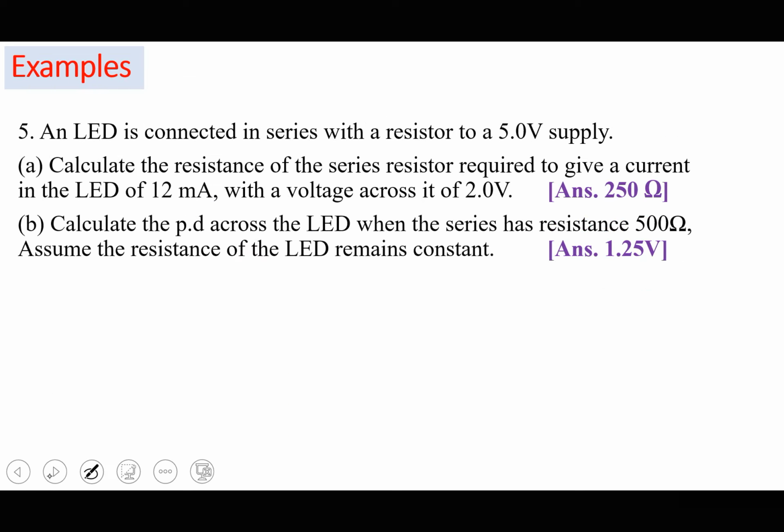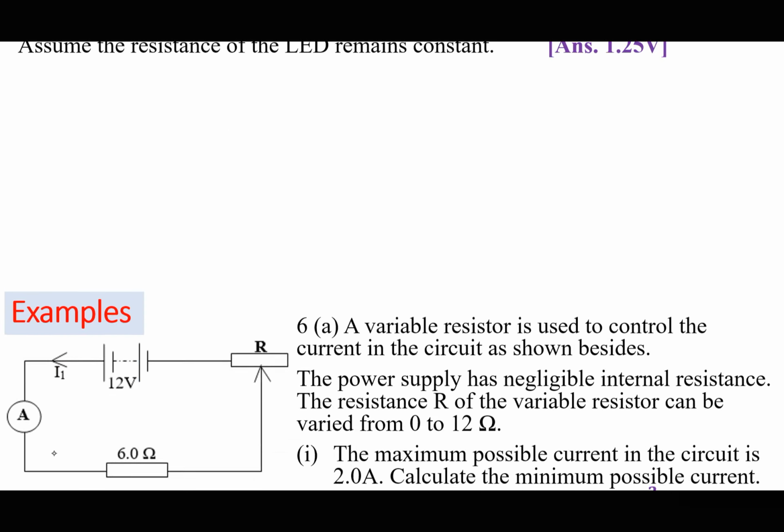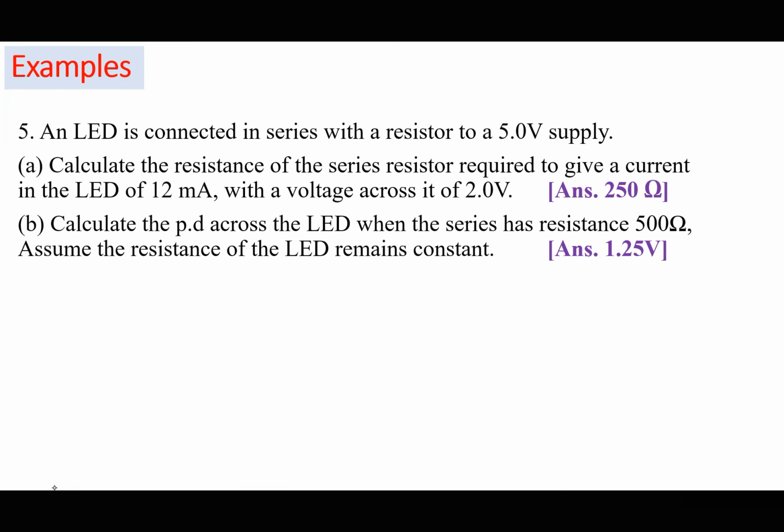Example 5. An LED is connected in series with a resistor to a 5 volts power supply. So the voltage supply is 5. Calculate the resistance of the series resistor required to give a current in the LED of 12 milliamperes with a voltage across it of 2 volts.